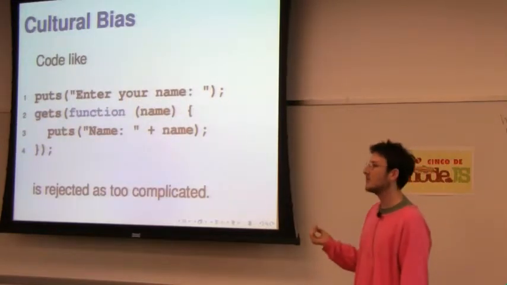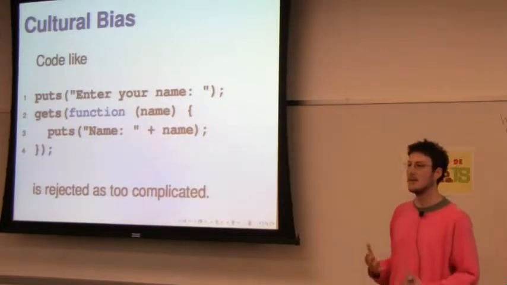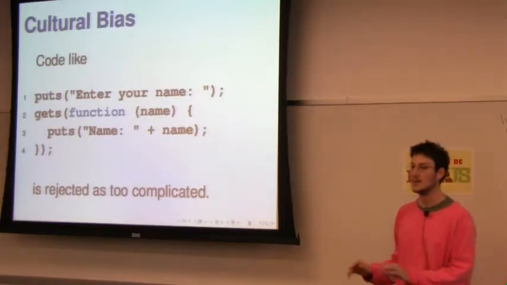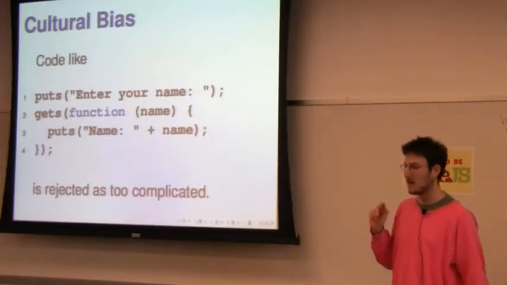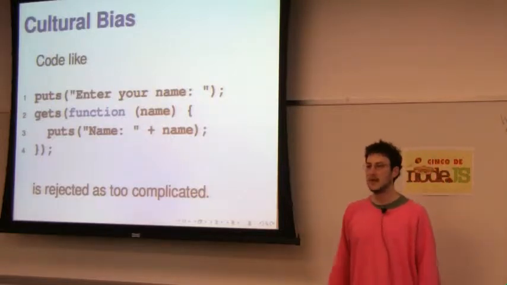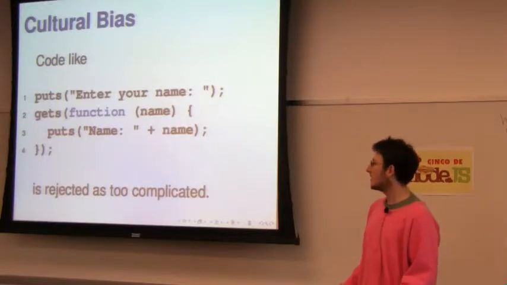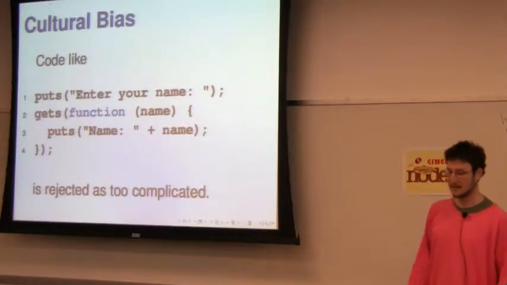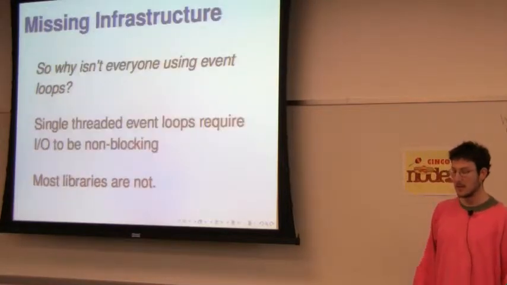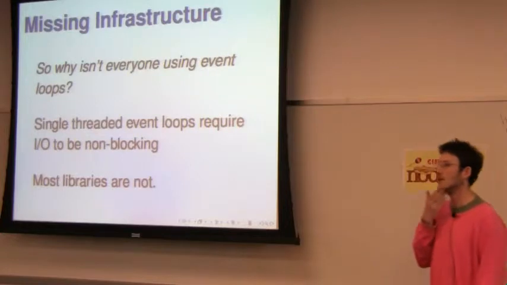Code like this, where you give a callback, which is what you would need to have a server that printed out your name to you, where you telnet into it and it did this exact same thing, just gets rejected outright. People say, no, that is way too complicated. We can't do that. It's spaghetti code. It's much too hard. Well, maybe not everybody.